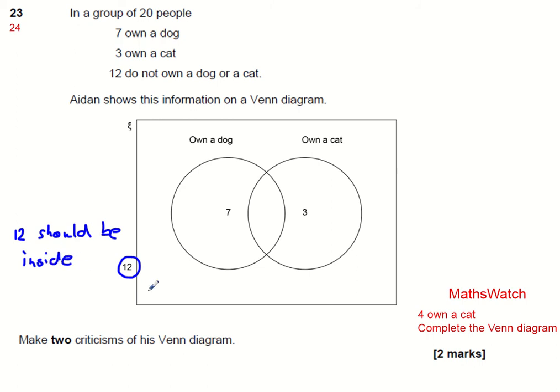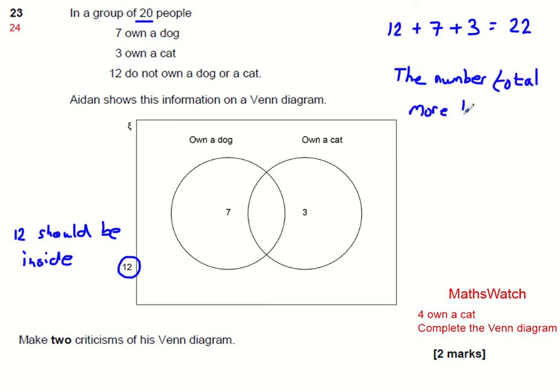The second problem is that this is supposed to be a group of 20 people, but all the numbers that are included, 12, 7 and 3, actually total 22. So there's the second criticism. The numbers total more than 20.